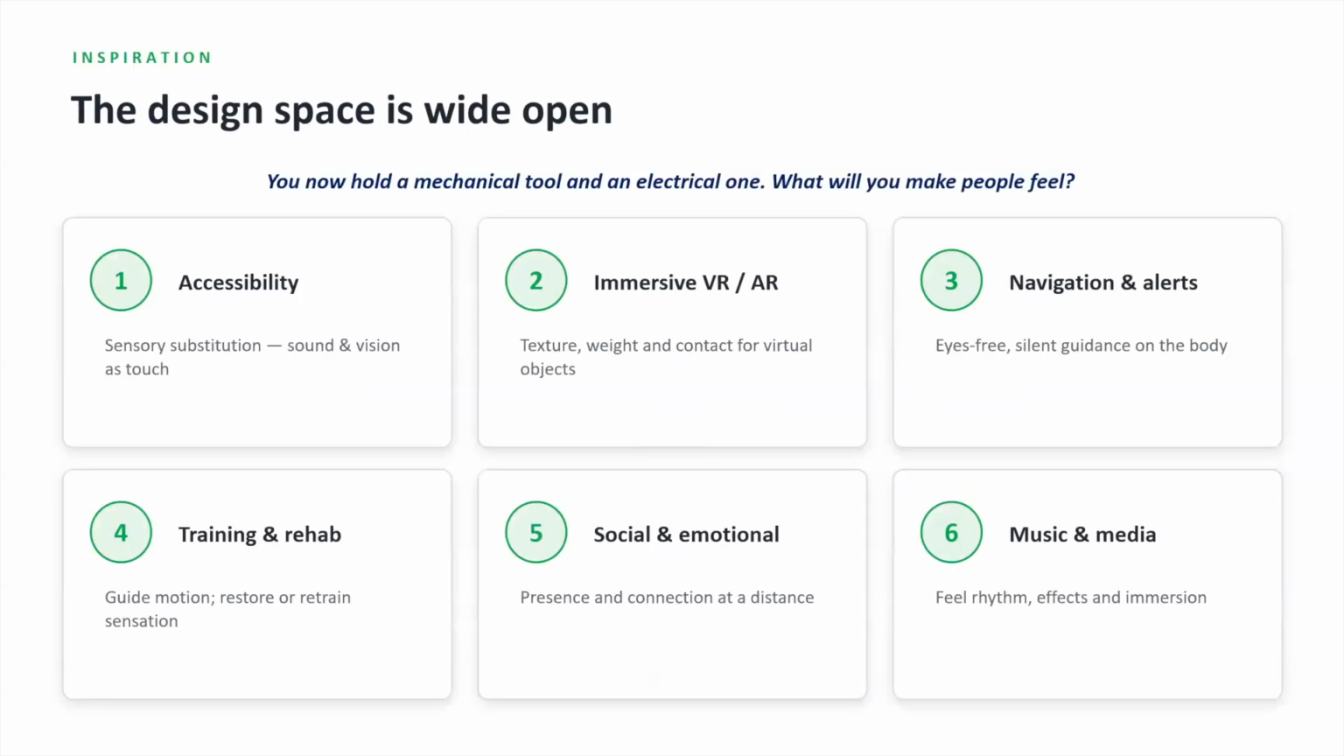Yeah. So now that I've given a brief about the toolkits, I want to put some areas or seed some of the thoughts that I had in mind when I was doing the presentation. So one area that you can look into during this week's winter school is accessibility, how these two technologies can be used in it, and immersive VR and AR, like rendering textures, with contact of virtual objects, and also navigation is one area. And also the other thing is training and rehab, social and emotional, music and media. So all these are exciting areas that you can probably think on creating.